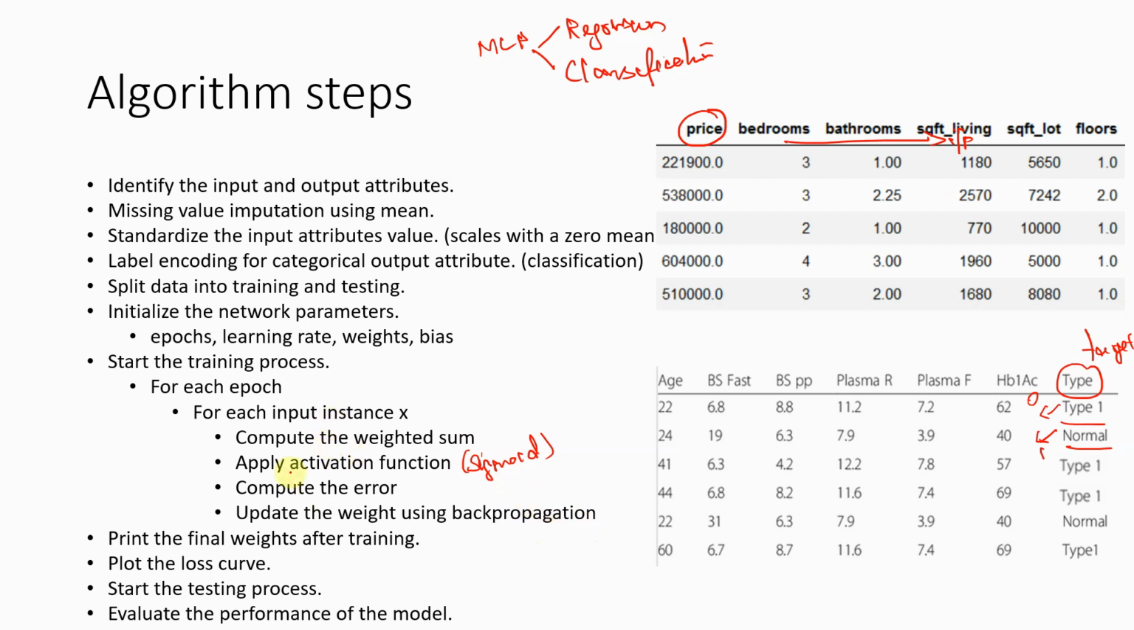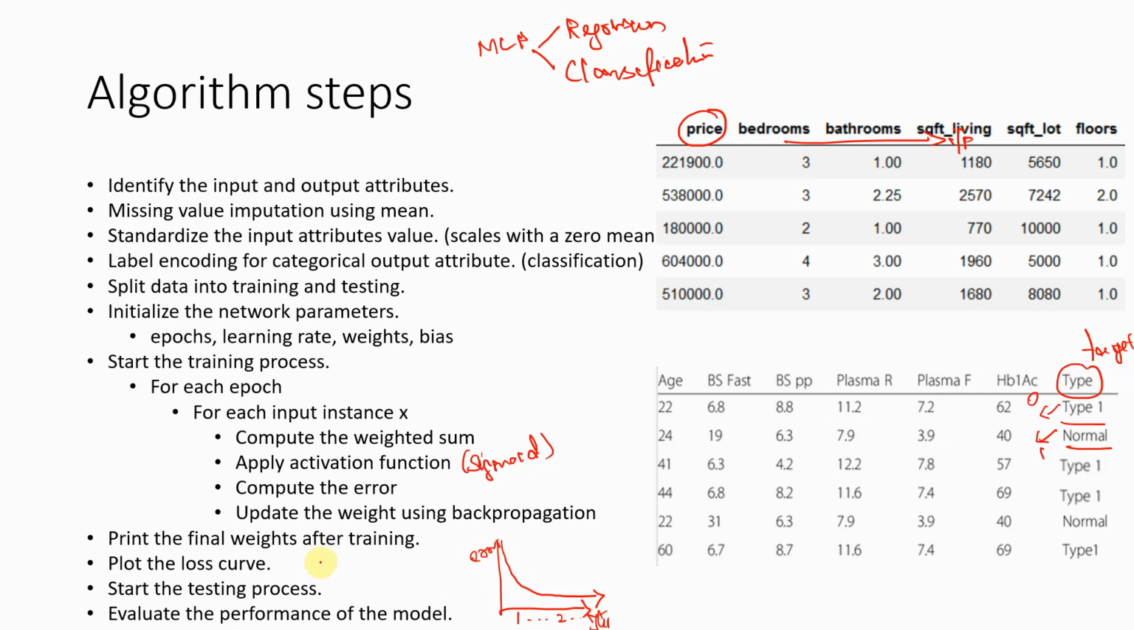So once we have completed the training process, print the final weights after the training. And also we have to plot the loss curve. The loss curve represents for every iteration how the error gets reduced from the initial iteration to the final iteration. So this is our loss curve, this is our error, and this is the number of iterations.